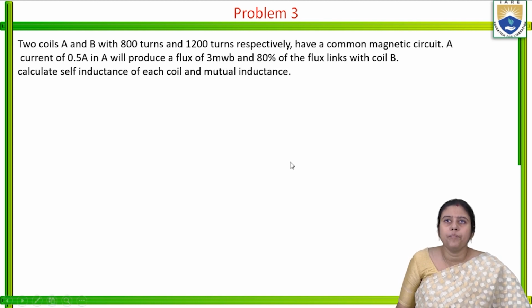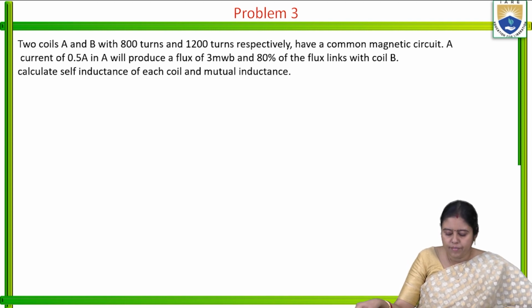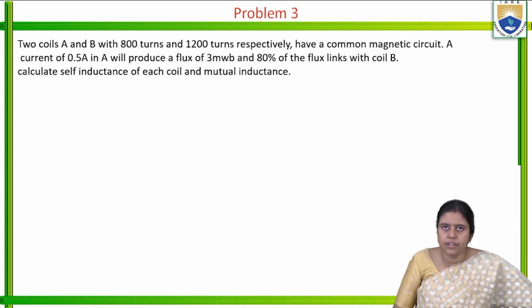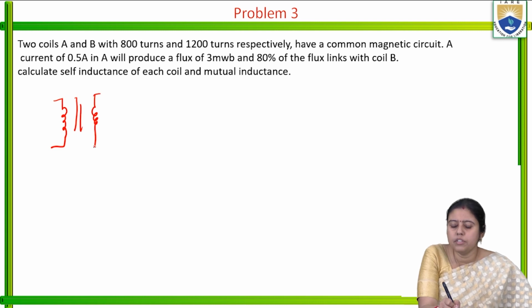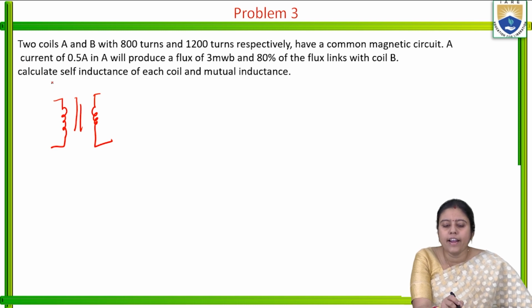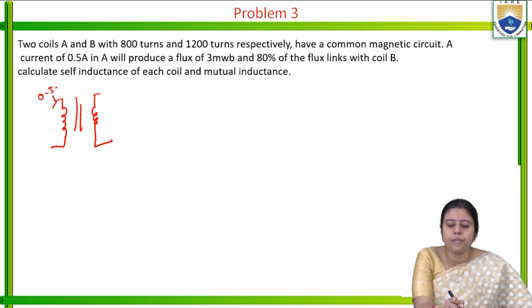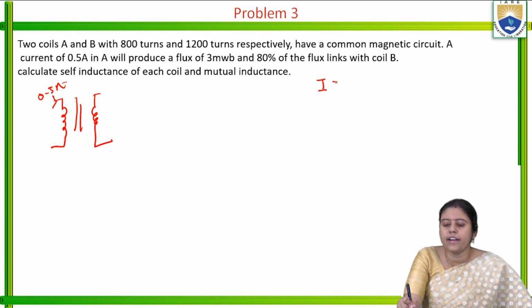What is problem 3? Two coils A and B have 800 turns and 1200 turns respectively, and have a common magnetic field. So we can think this behaves like a transformer. They have a common magnetic current. The same amount of current is flowing, and the current is 0.5 amps.